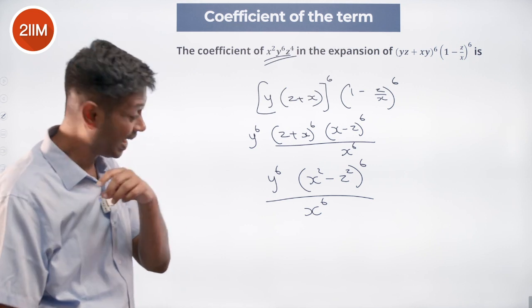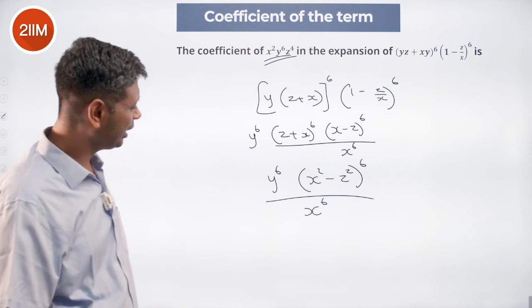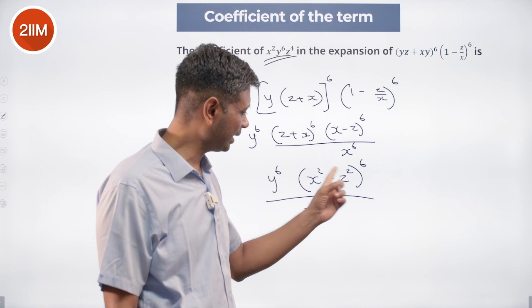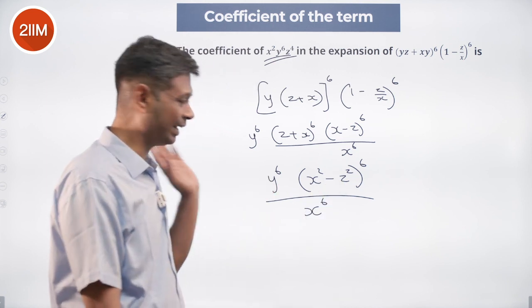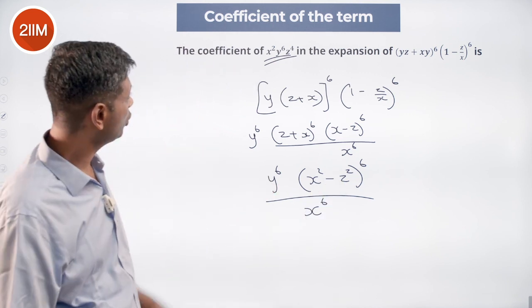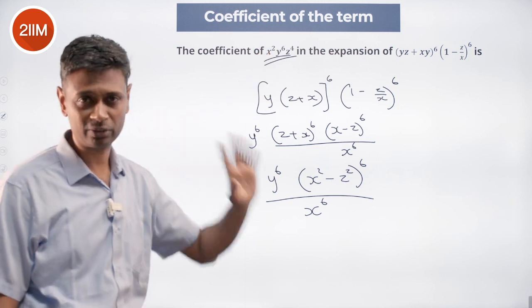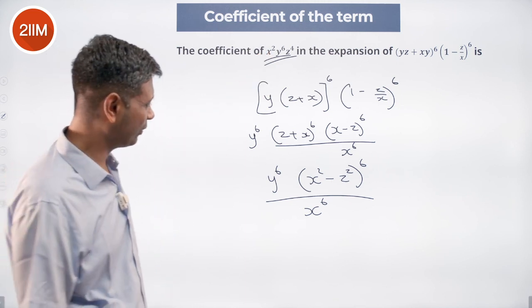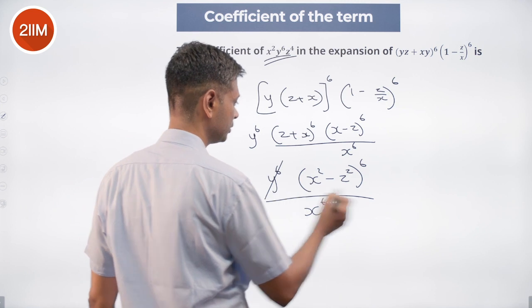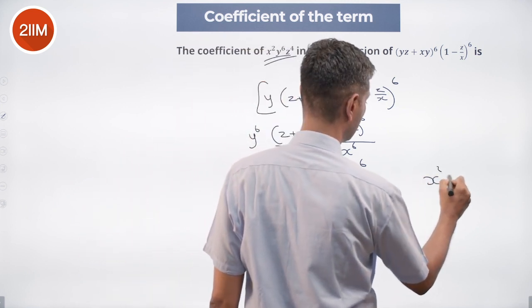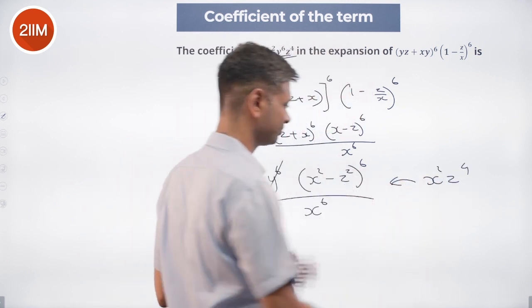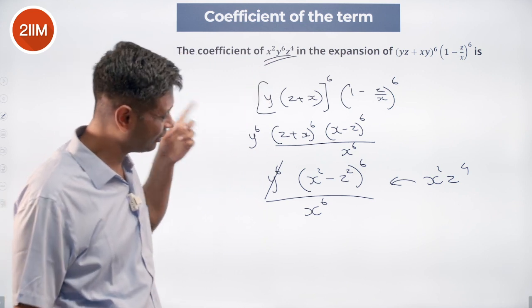In this expansion, every term we can think of it as a combination of x square, x and z with a y power 6 hanging in there. And so we want to find coefficient of x square, y power 6, z power 4. That means we need to effectively find coefficient of x square, z power 4 in this. The y power 6 is going to sit in every term.